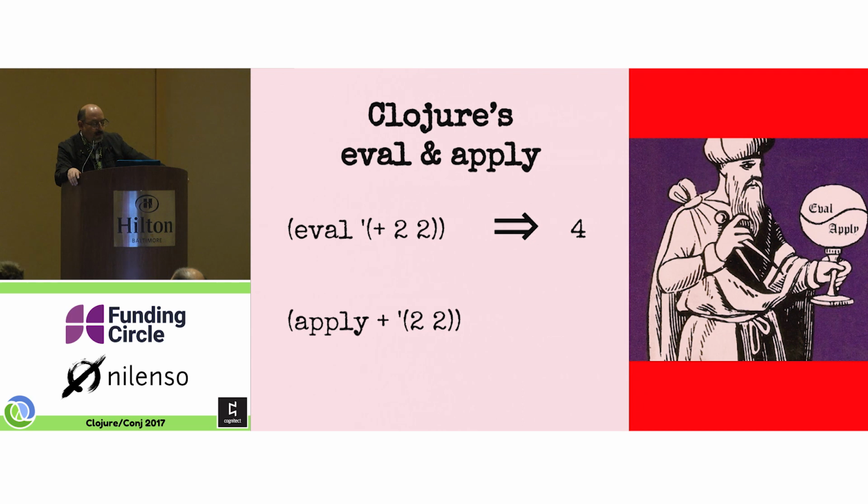And apply might look a little bit similar. Apply, in its simplest form, takes two parameters. The first one is the function that we want to apply, and then it takes a list with the arguments that we want to send to that function. So this also gives us 4. The apply function in Clojure is a little bit more elaborate than this, but this is the simplest way that it can actually work.